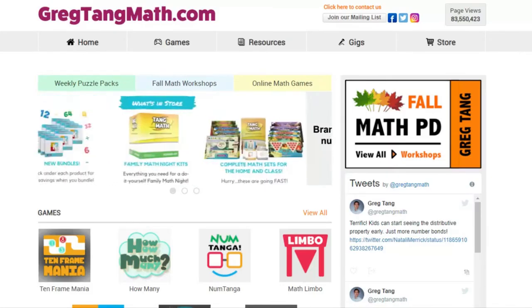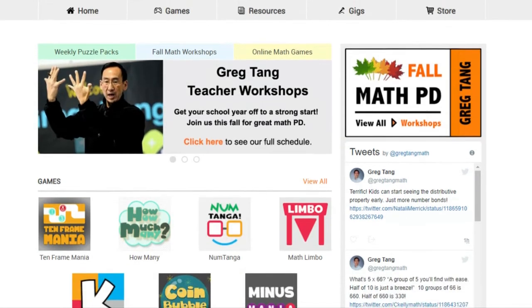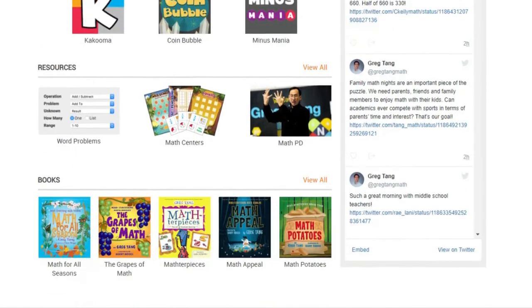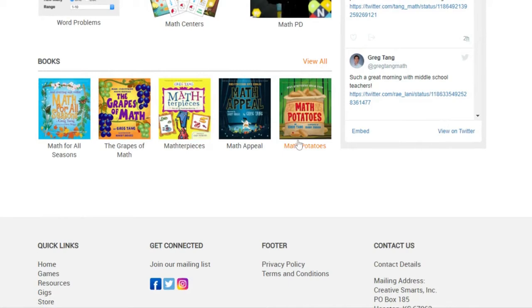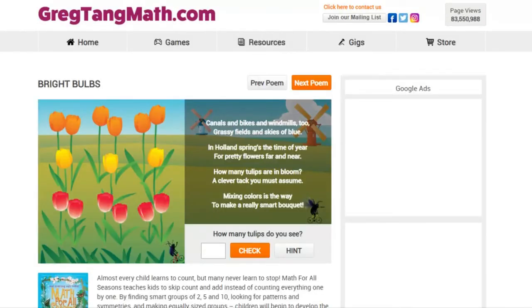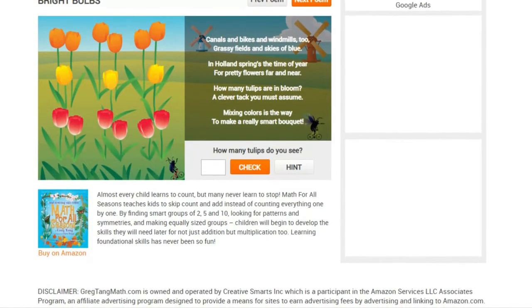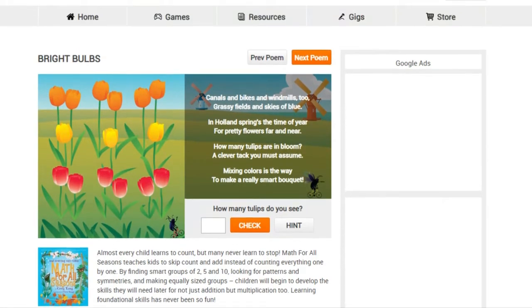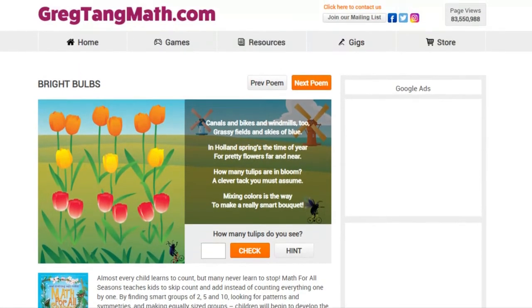This next site is gregtangmath.com, and you may be familiar with Greg Tang's books. They are listed here, and if you click on the books, there are activities that you could use in the classroom. A lot of his things really help with subitizing and number sense, which is really helpful in the lower grades, and even for intervention in the higher grades if the kids still don't have it. But there are activities for his books here.